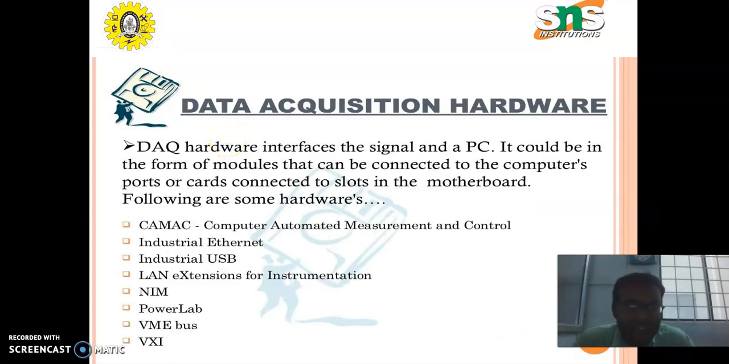DAQ hardware interfaces the signal and the PC. It could be in the form of modules that can be connected to the computer's ports or cards connected to slots in the motherboard. Following are some hardwares. Some of the examples are CAMAC, Computer Automated Measurement and Control, Industrial Ethernet and Industrial USB, then LAN extensions for instrumentation, and some of them are NIM, PowerLab, VME Bus, VXI, etc. These are all some of the hardware which is used for data acquisition system.